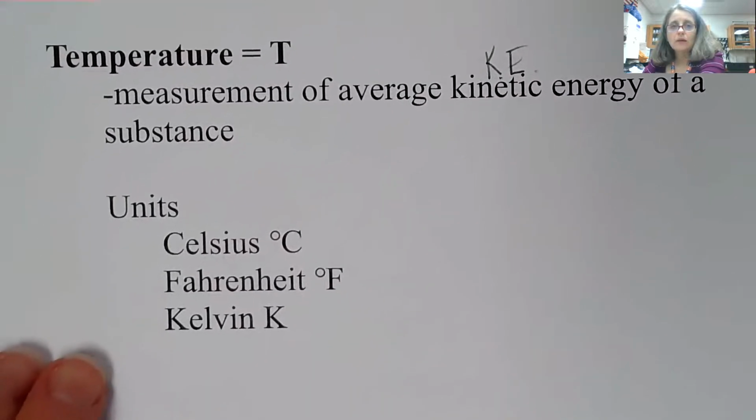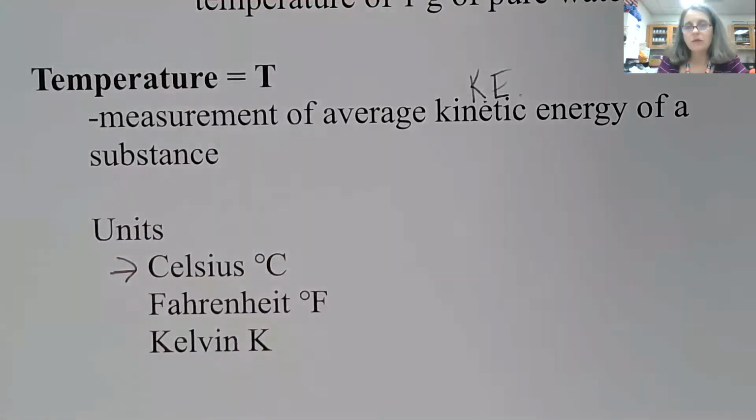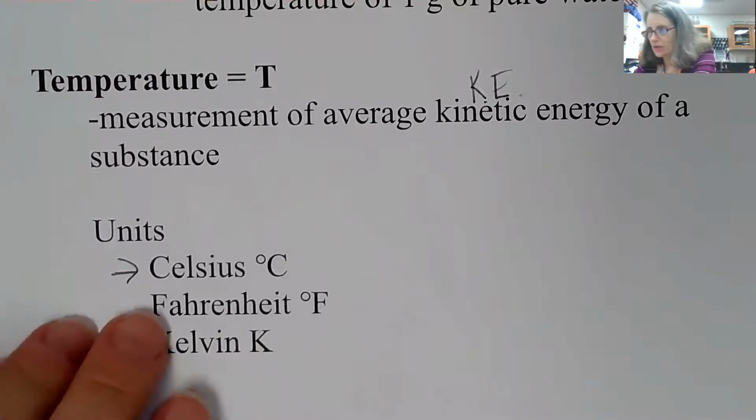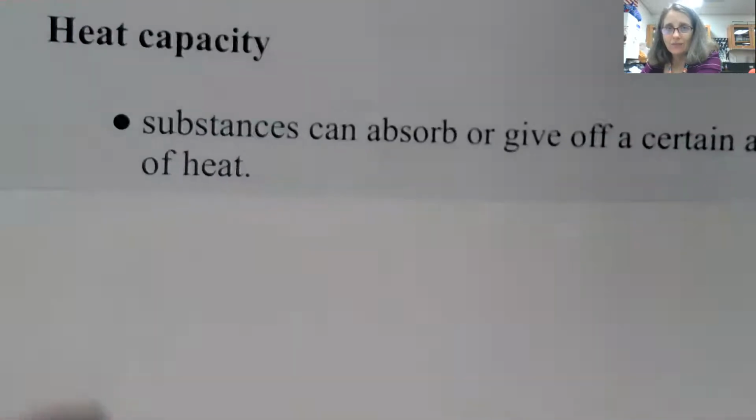The units that we are going to use, mostly in our discussion for thermochemistry, is going to be Celsius. We don't really do anything in Fahrenheit. The other unit that we use is Kelvin, but we probably don't need to use it necessarily in thermochemistry. It's much more applicable in some other parts of chemistry. But temperature is the measurement of average kinetic energy. Talking about heat, we're going to talk about something called heat capacity and something called specific heat capacity.